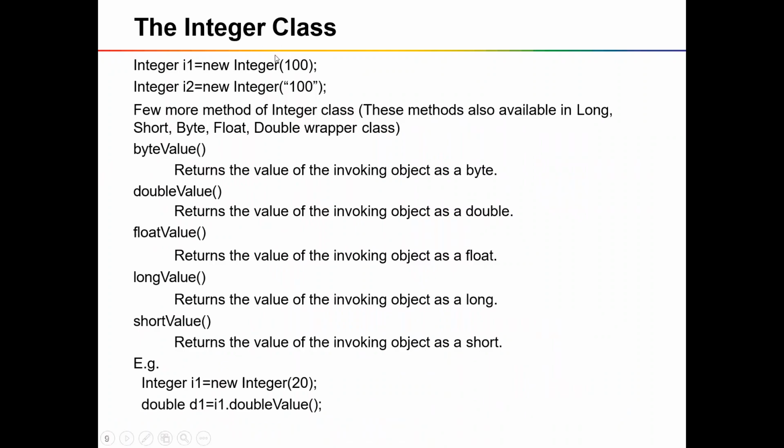And so this is how we'll create an integer wrapper type. Integer i1 equal to new Integer(100). So this is a valid way. Or you can go with new Integer("100"). This is also a valid method.